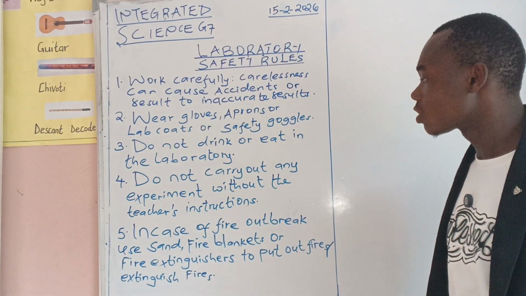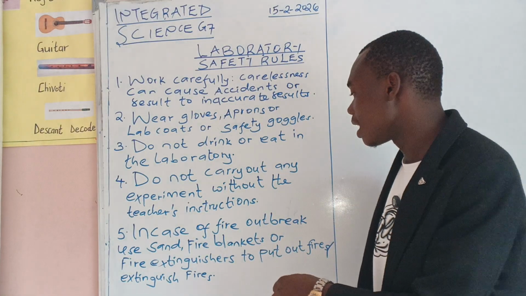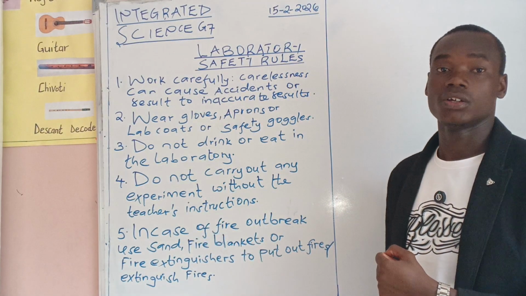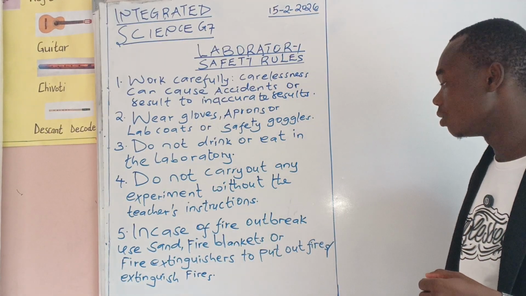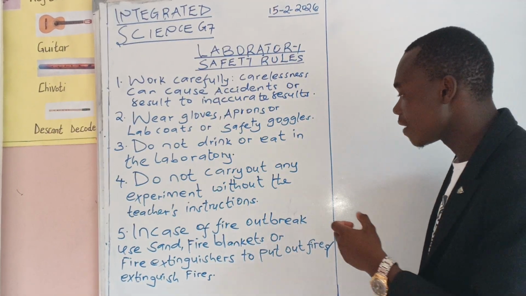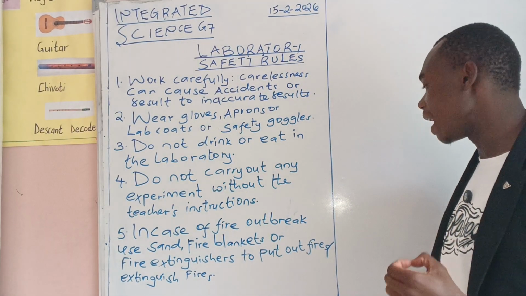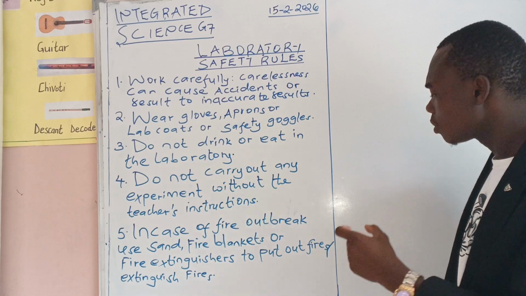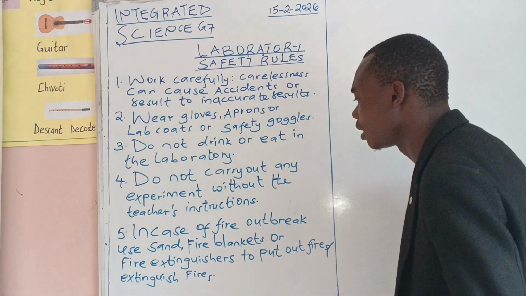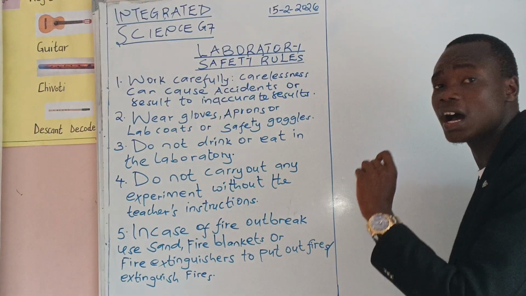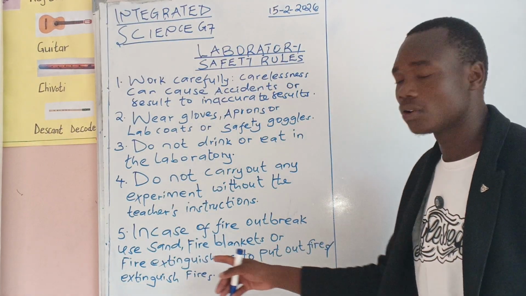fire extinguishers. So you will learn more about fire, types of fires, and how we can use sand to extinguish such fires, how we can use a fire blanket to smother such fires, or use fire extinguishers to put out such fires. Now, to put out means to just extinguish. I know that one you were taught in English. So in case of any fire outbreak within a laboratory setup, use the following.